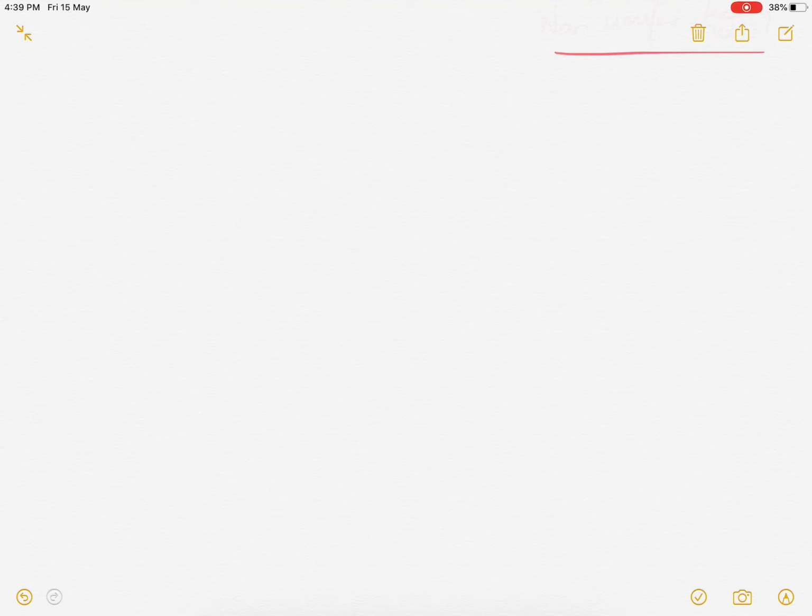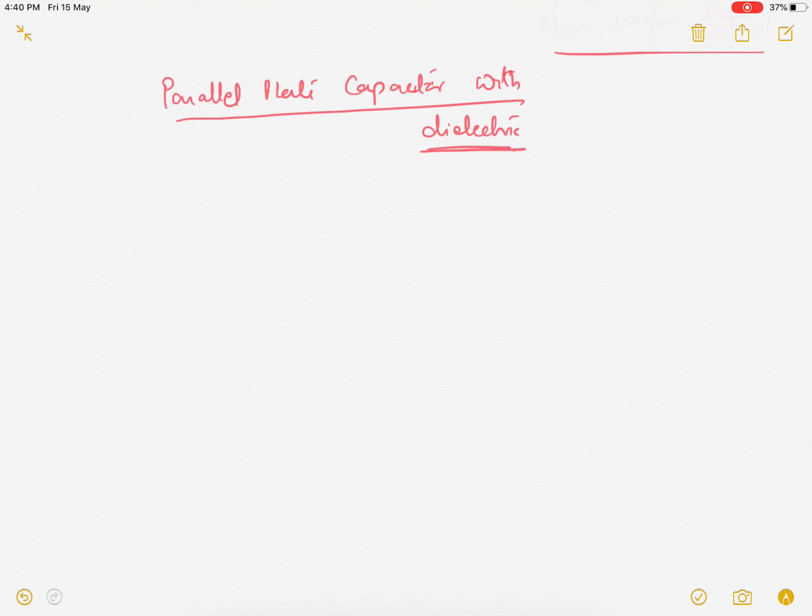Okay, class 12. Today's topic is parallel plate capacitor with dielectric. The concept of dielectric was explained to you during WhatsApp chatting. We had a conversation in the WhatsApp group and I cleared this dielectric once again.